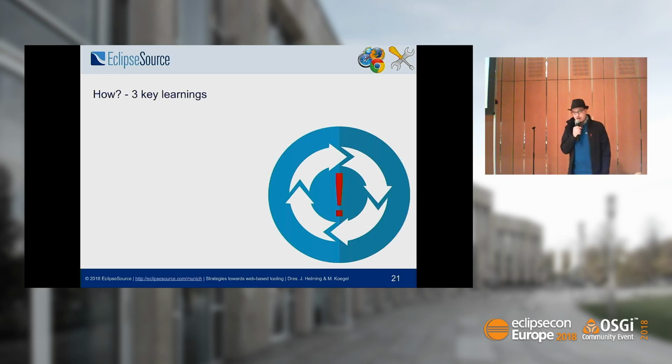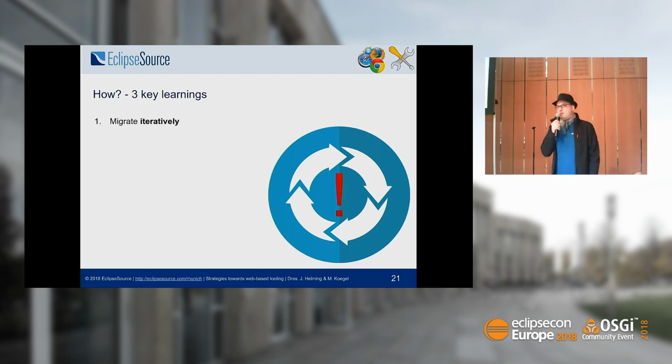So off to the how. Once you've decided you want to do it and you've decided for at least a rough point in time when you want to migrate, how do you do it? There are three key learnings that we probably learned the hard way, and other people I guess too. And I find them quite important.